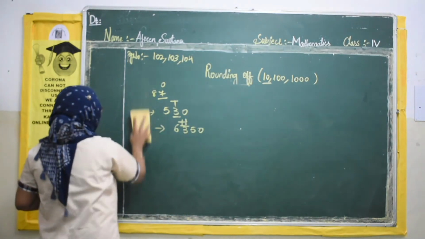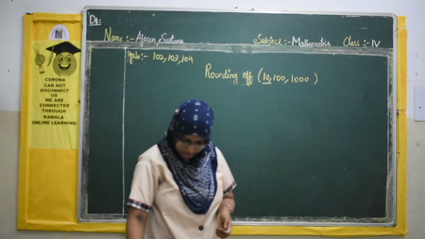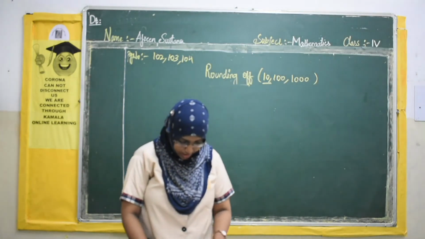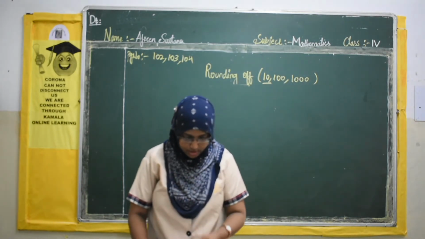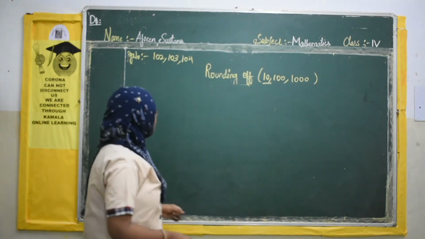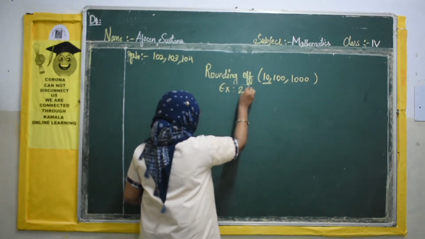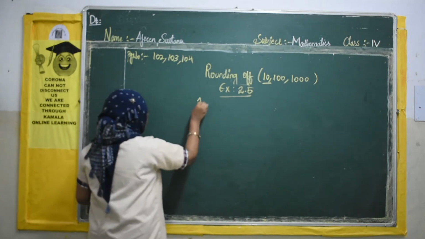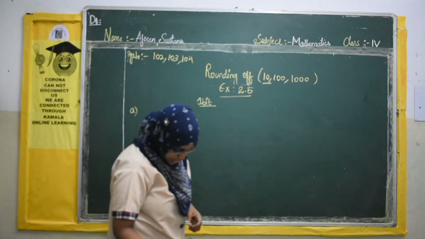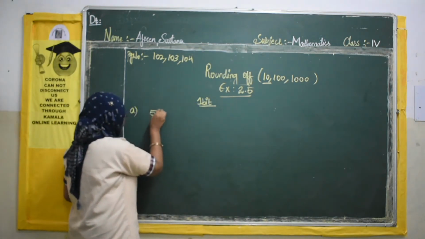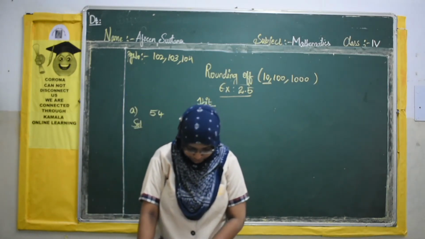Now let us move to our exercise. Exercise 2.5, first one. Round off the following numbers to the nearest 10. So I request everyone to open their classworks and write down exercise 2.5. First one: 54.